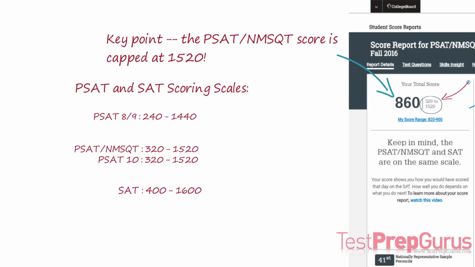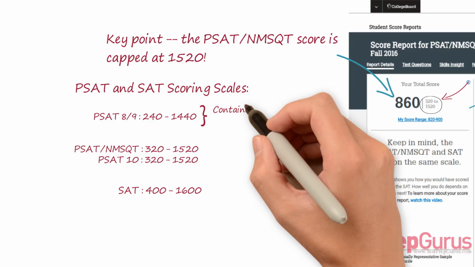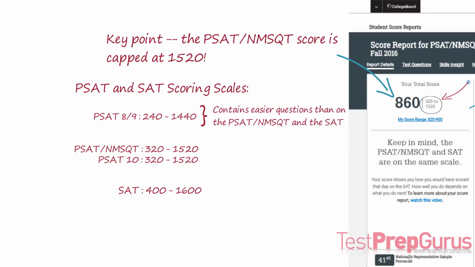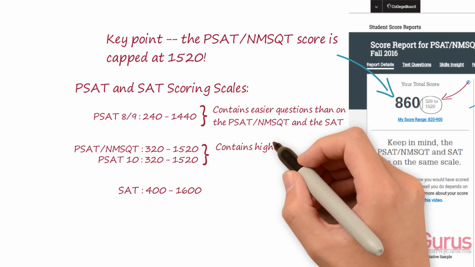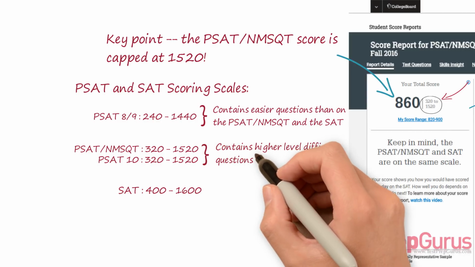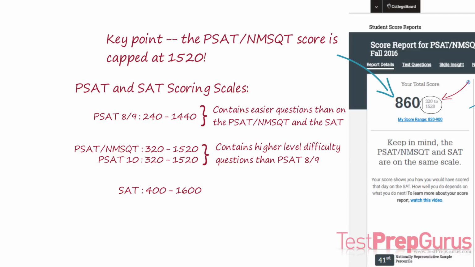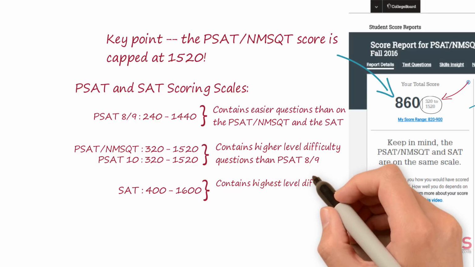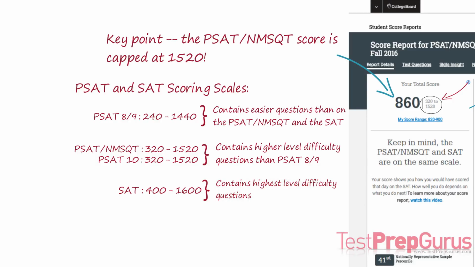The rationale of the College Board is that the PSAT 8-9 contains easier questions than the PSAT NMSQT or the SAT, so students can't score as high on that PSAT 8-9. The PSAT NMSQT contains harder questions than the PSAT 8-9, so students can score a little higher. And then the SAT contains the highest level difficulty questions, so students can score all the way up to the familiar 1600.